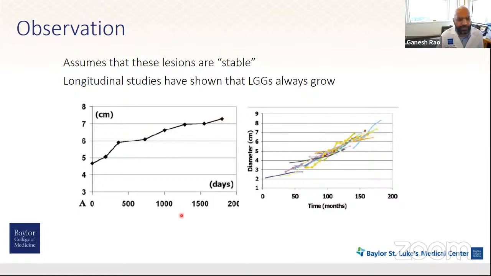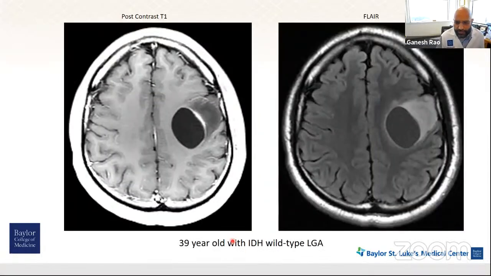And we know that if we look at the correct time points in terms of months to years, we see that these tumors grow. Longitudinal studies have shown not only do they grow, but they pick up additional mutations that can make them much more aggressive. So these low-grade gliomas, if given enough time, will often devolve into high-grade gliomas, which have a much more aggressive phenotype, and these patients do much more poorly. So over the last few years, these patients have been treated very differently.